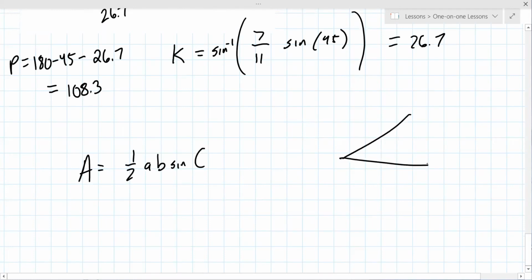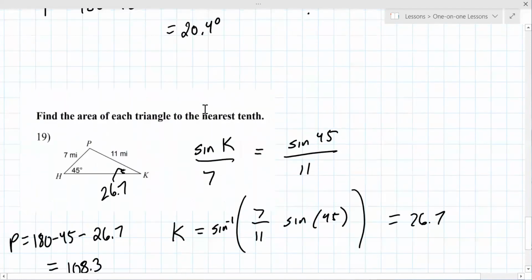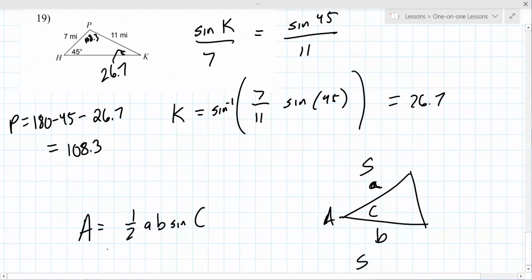So one of the formulas for area is the area is 1/2 AB sine C. And that's for a triangle that looks like this. Here's A, here's B, and here's angle C between them. Basically, it's a side angle side again. Do you see that you now have a side angle side scenario? Yes, I do. Yeah, so your area is 1/2 times 7 times 11 times the sine of 108.3.